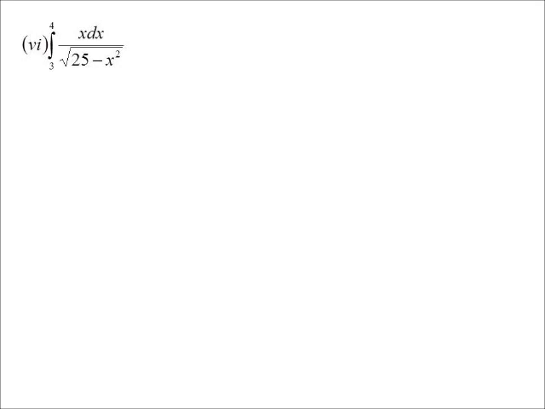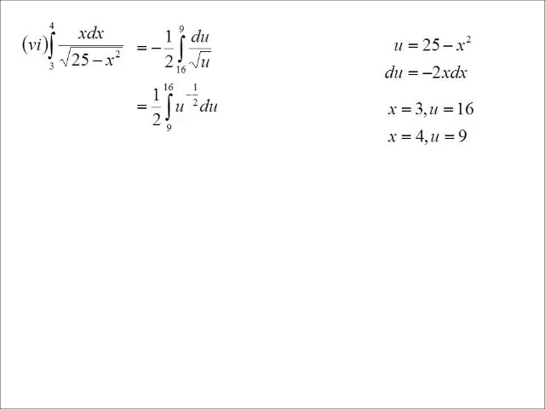Which way did I go? I've gone for the 25 minus x squared. So du is going to be minus 2x dx. Change those limits. So when x equals 3, u is 16, and x equals 4, u equals 9. So substituting in, we get minus a half from 16 to 9. But you'll notice in the second line I've swapped the limits around and got rid of the negative sign out the front. Remember, you can always swap your limits on an integral sign. You just have to change the sign out the front.